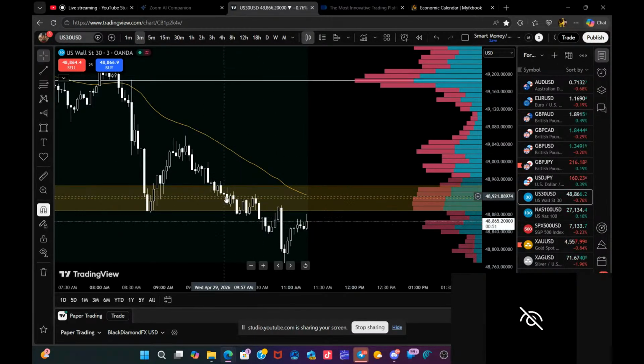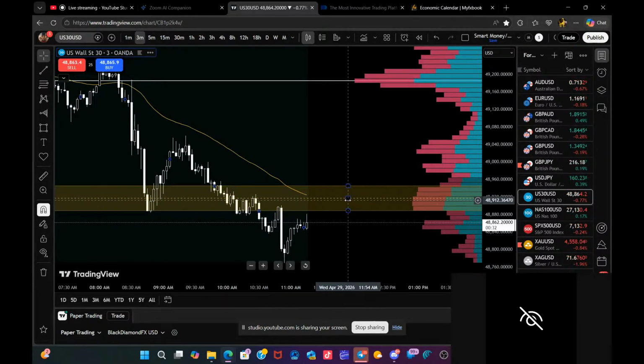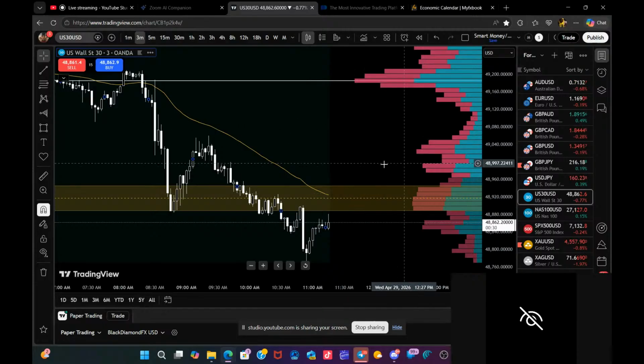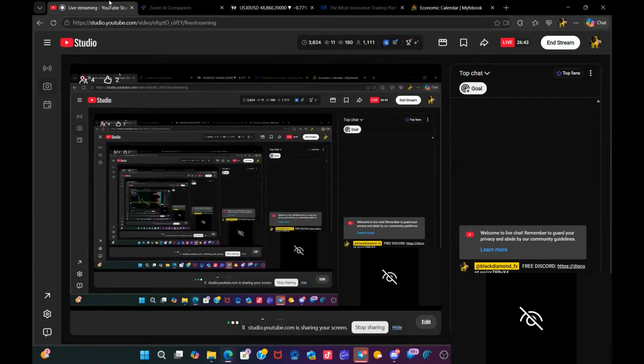Look at what happened. HVN came down, broke structure, came back, boom. Broke structure again, came up. LVN right there. Boom. Order block, beautiful order block right there. This is a beautiful sell right here on US 30. That's beautiful. It's almost like a perfect setup right there.